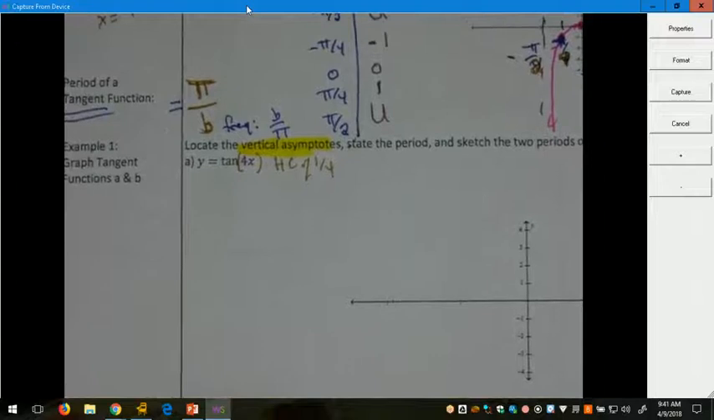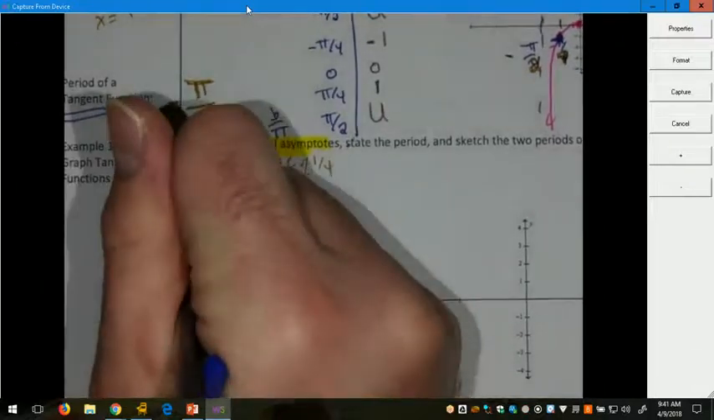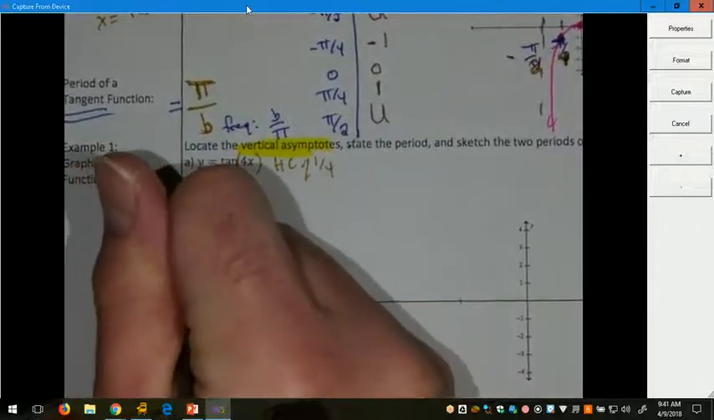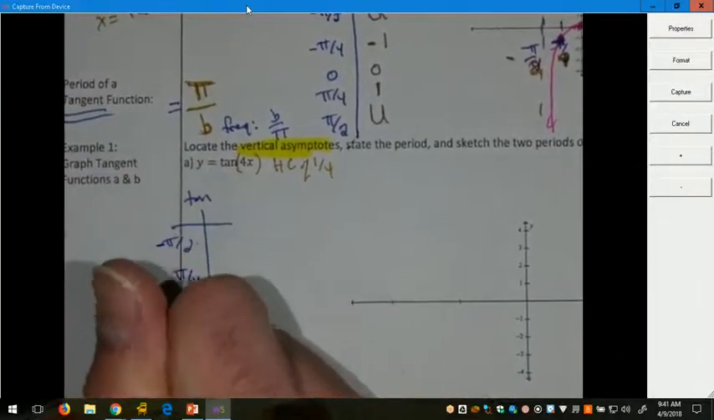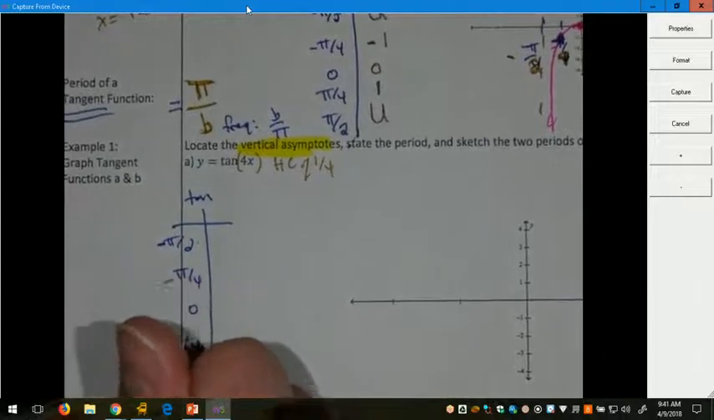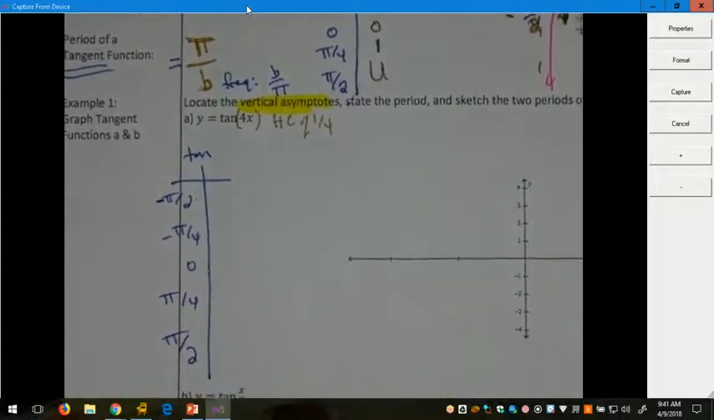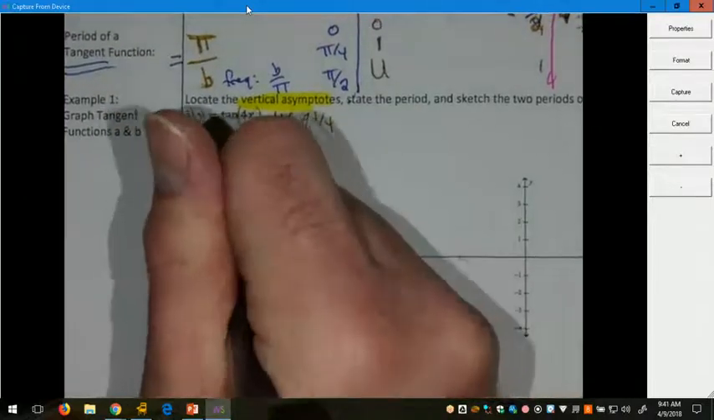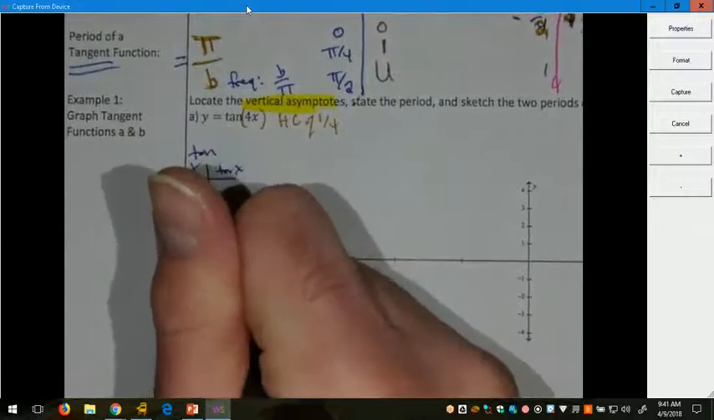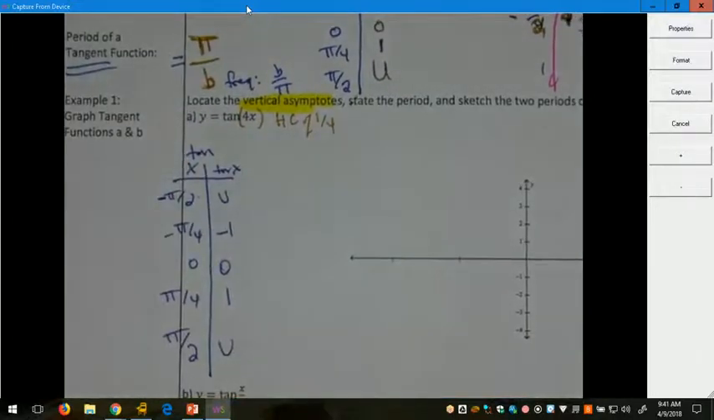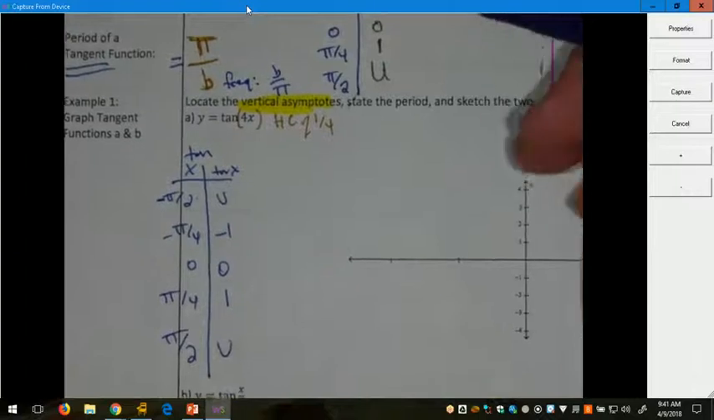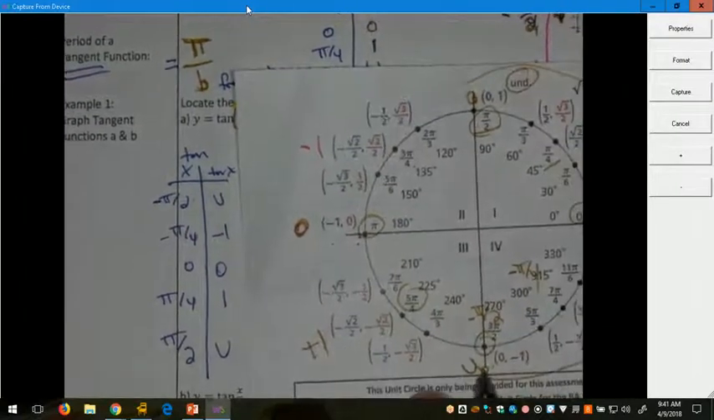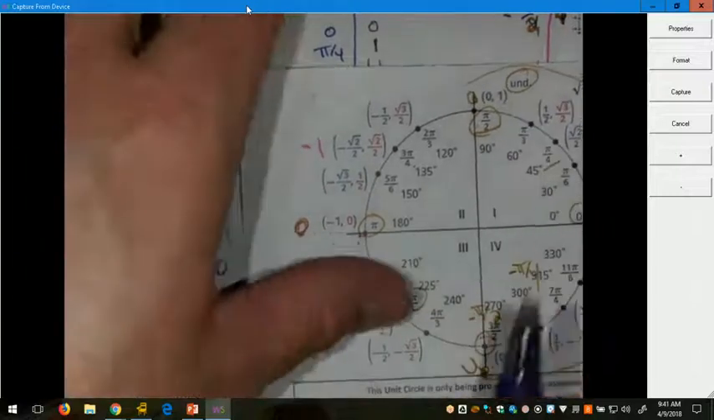So I'm going to start with my original table values for tangent, which are negative pi over 2, negative pi over 4, 0, pi over 4, pi over 2. The two ends are undefined, negative 1, 0, 1. So this is same again. I just got this from above, but I could have gotten it right from my unit circle again, going from negative pi over 2, negative pi over 4, up to pi over 2.